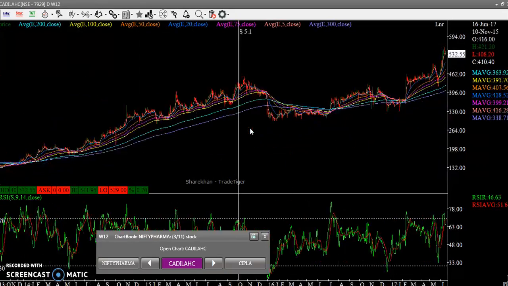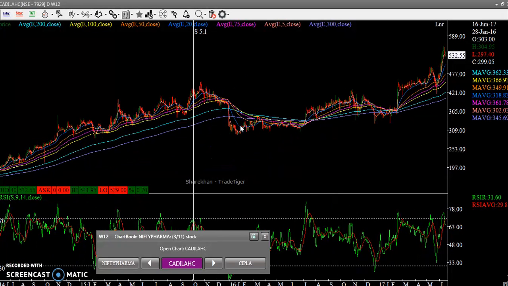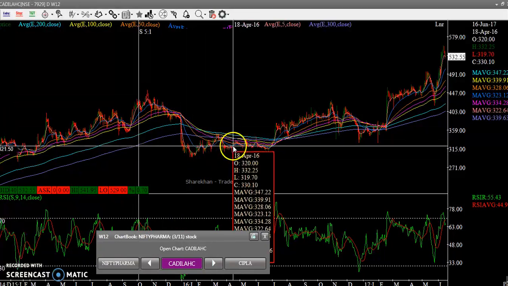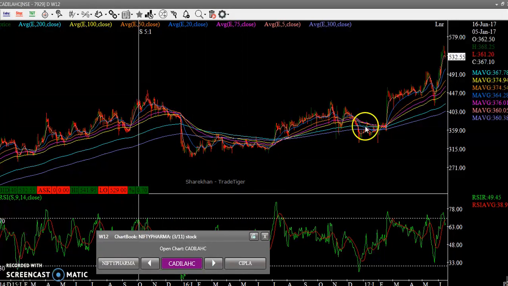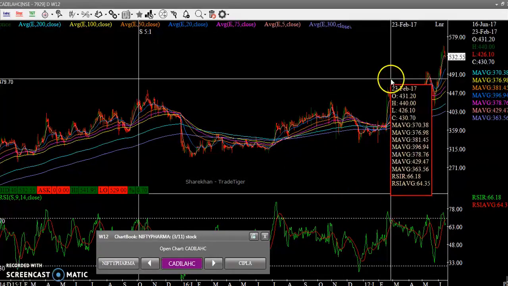Cadila also, you can see Cadila is quite a bullish stock. It's a good stock, I can say that. It was in quite a sideways trend from 2015-2016 when the pharma sector started declining, but it didn't turn out to be so bad because it didn't make lower bottoms and further lower bottoms. It made the same bottoms in a sideways pattern, and it has again started going up.